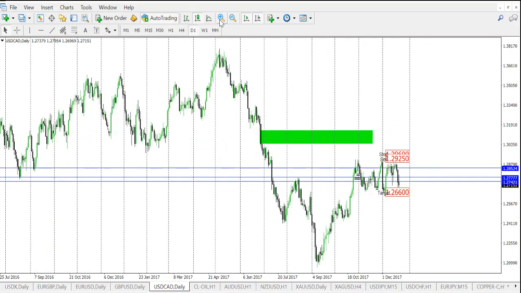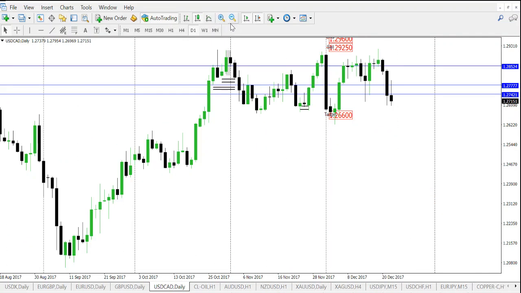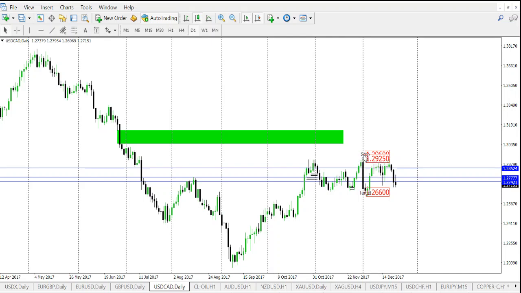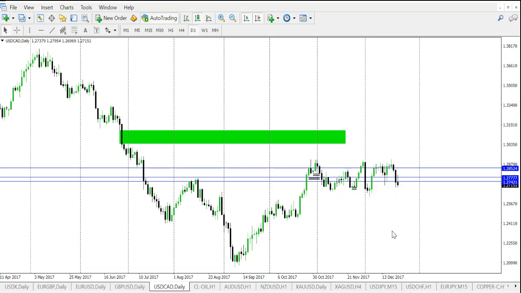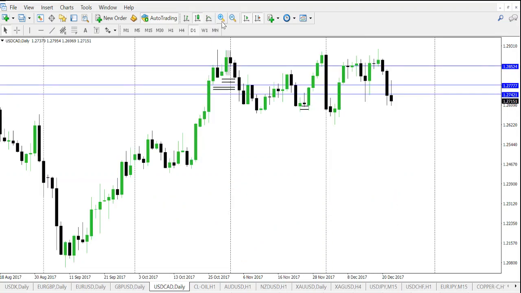And I'll flip out to a daily. And you can see here, again, I've got some levels on here. I'll just get rid of that so you can clean this chart up a little bit. So you can see here, price has been dropping.